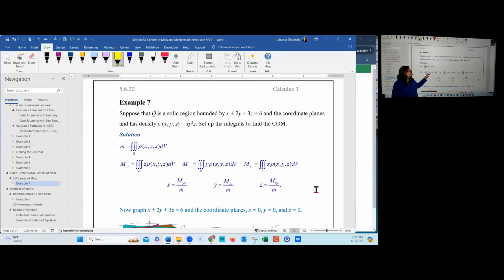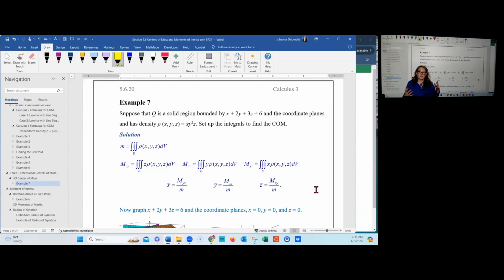So the first thing that we're going to do is compute the moment in the xy direction, which is going to be z times rho of xyz. So z times xy squared z, so xy squared z squared. And then we need to find the limits of integration. Now that's going to be the most difficult part. The integrands are pretty straightforward. Computing the actual coordinates of the center of mass are straightforward once we have the moments and the mass. But what's not straightforward is the limits of integration of this region.